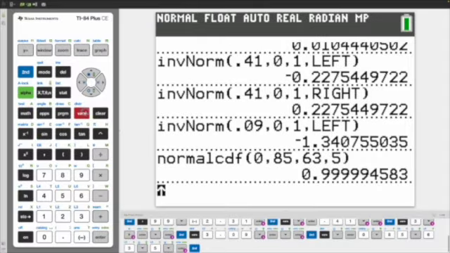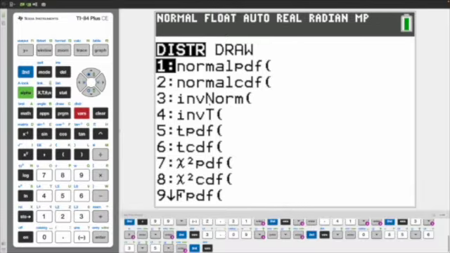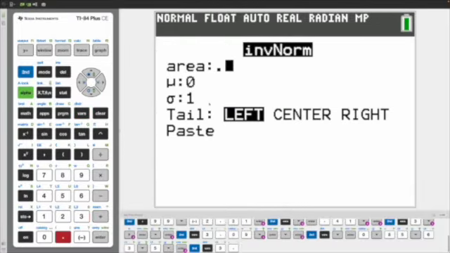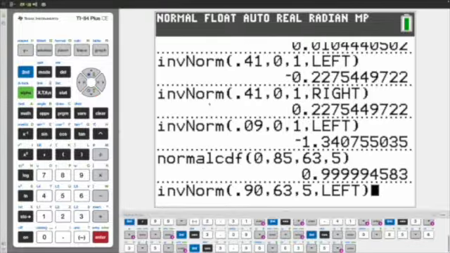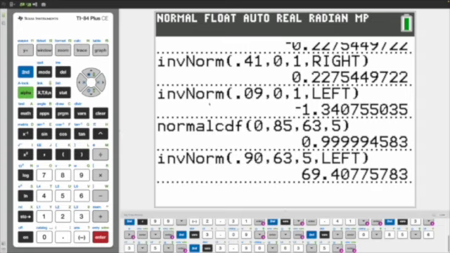So second distribution, inverse norm, so number 3. Our area was 0.90 for the 90th percentile. Mean and standard deviation given to us in the problem were 63 and 5. So the 90th percentile would be a score of 69.4 or 69.41.